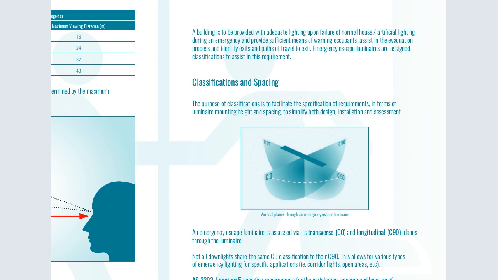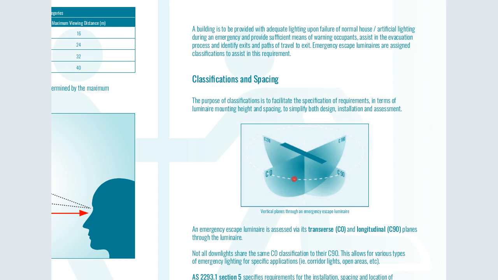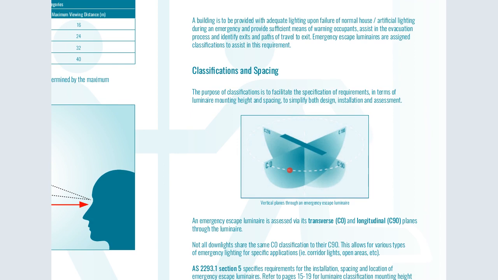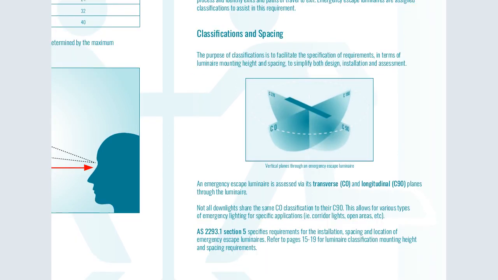So classification and spacing. The purpose of classification is to facilitate the specification of requirements in terms of the luminaire mounting height and spacing, to simplify design, installation, and assessment. So an emergency escape, you can now see, this is the angle, the vertical and horizontal angles that should be left during the design. So an emergency escape luminaire is assessed via the transverse, that is the C0 on a longitudinal through the luminaire. Not all downlights share the same classification.